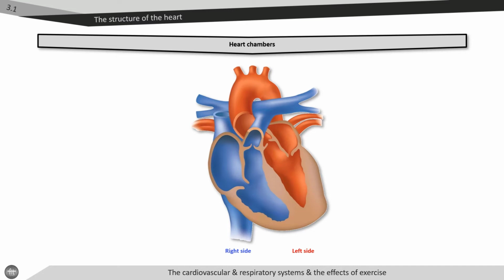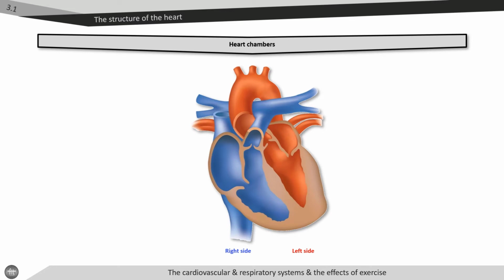The right side of the heart, represented in blue, receives deoxygenated blood from the body and pumps this blood to the lungs to be oxygenated. The left side of the heart, represented in red, receives oxygenated blood from the lungs and pumps this blood around the body.